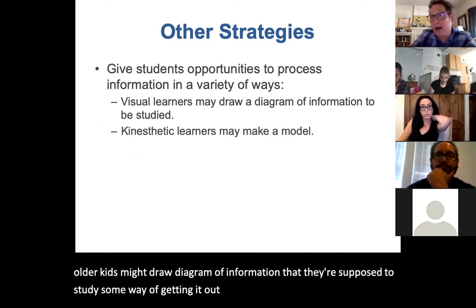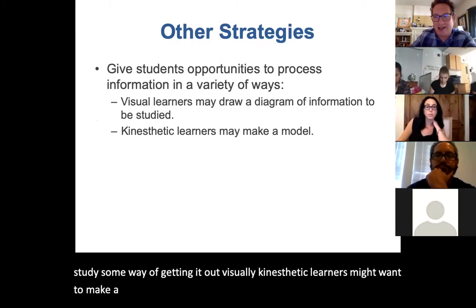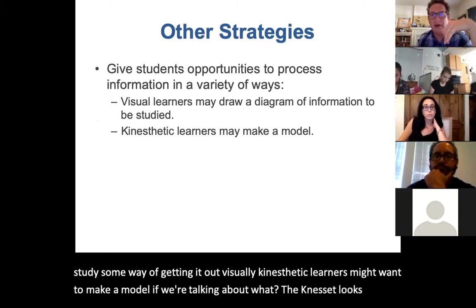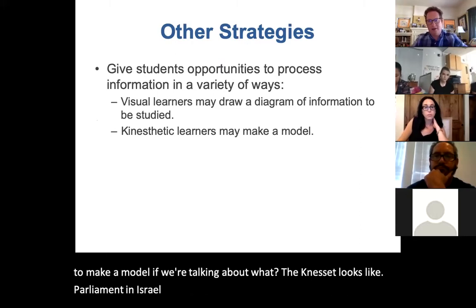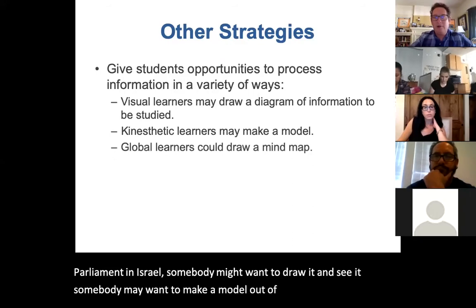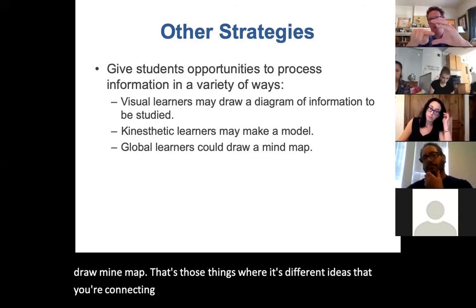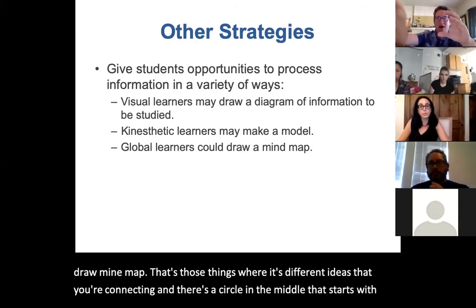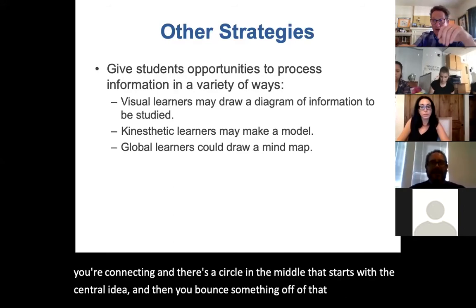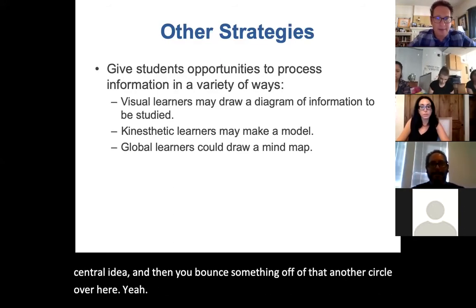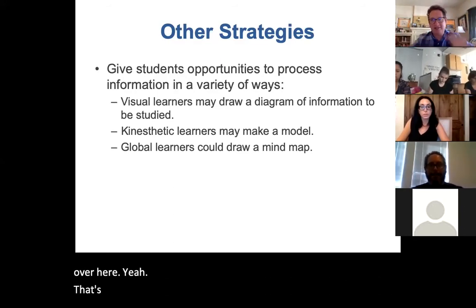Kinesthetic learners might want to make a model, right? If we're talking about what the Knesset looks like, the parliament in Israel, somebody might want to draw it and see it. Somebody may want to make a model out of clay, right? Global learners can draw a mind map. That's where it's different ideas that you're connecting, and there's a circle in the middle that starts with the central idea, and then you bounce something off of that and another circle over here. That's a mind map where you're connecting different things.